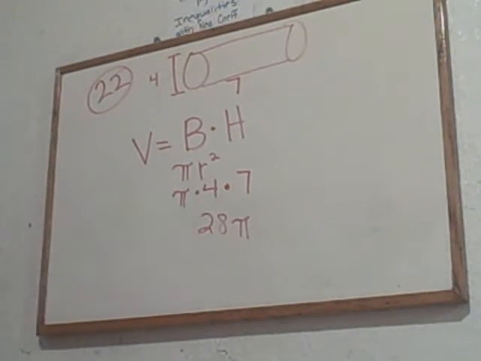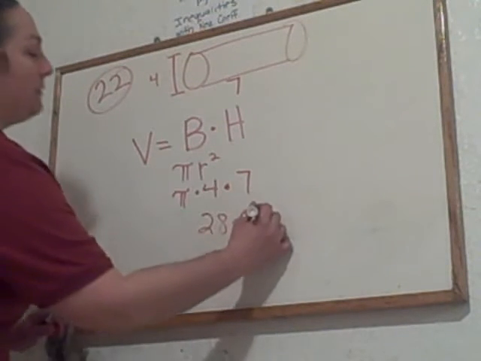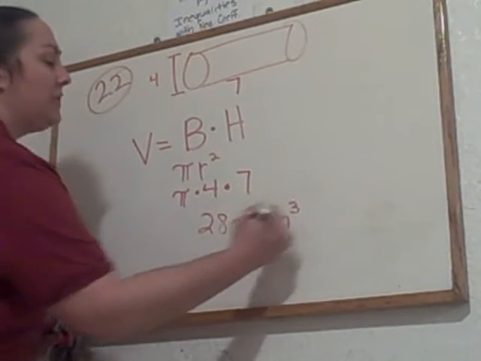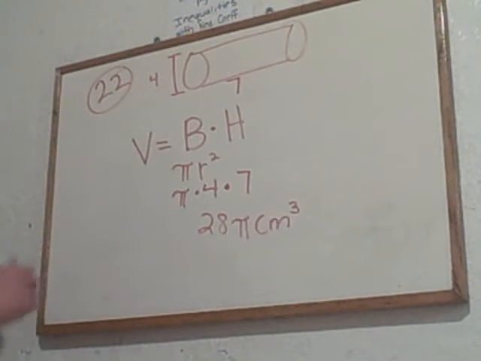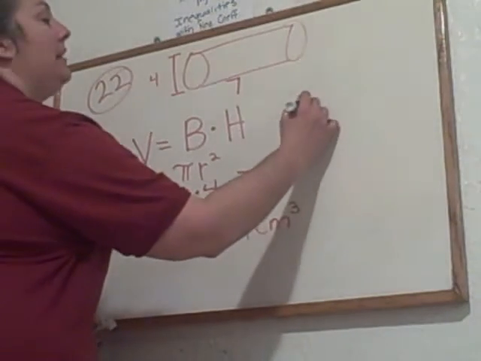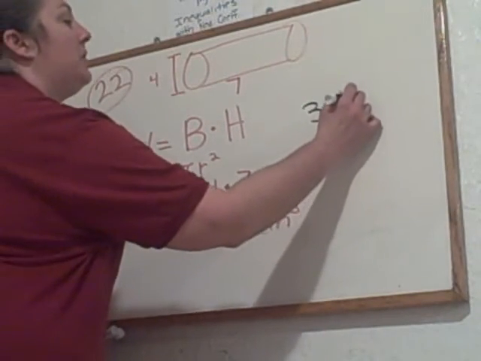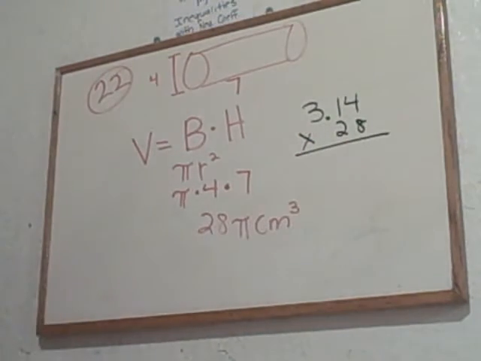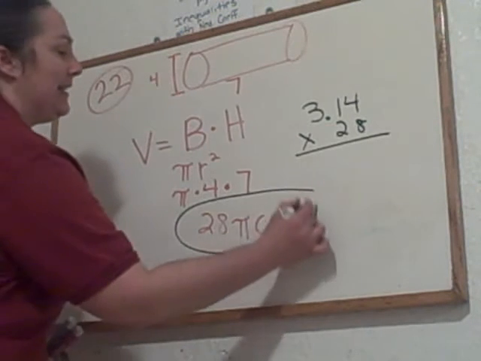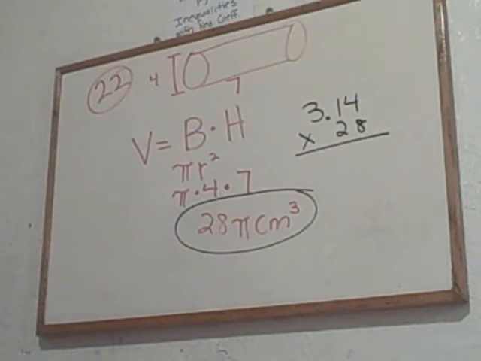28 pi centimeter cubed would be my answer, because they said I could leave it in terms of pi. If they did not want me to leave it in terms of pi, I would then have to go through the process of multiplying 3.14 times 28 to get the decimal answer, which is why it's great that they told us that we could leave it in terms of pi.